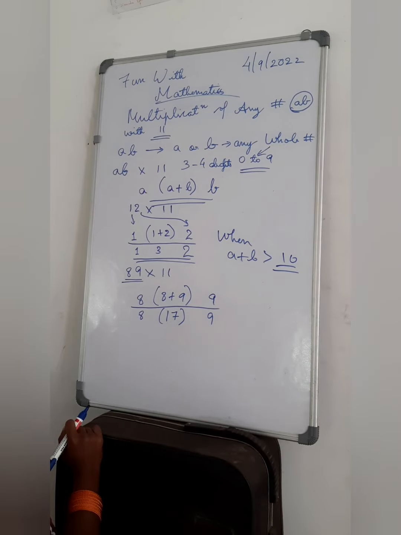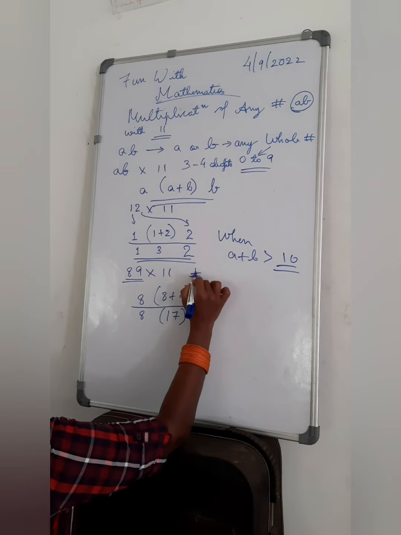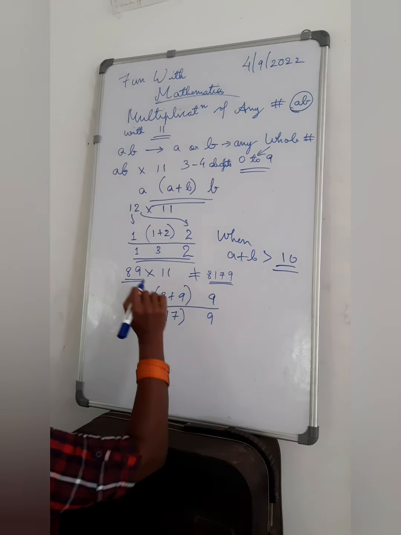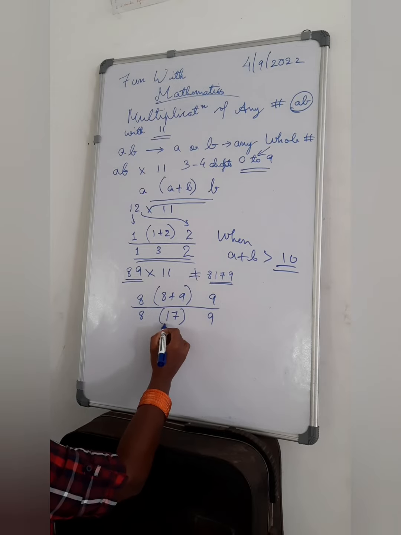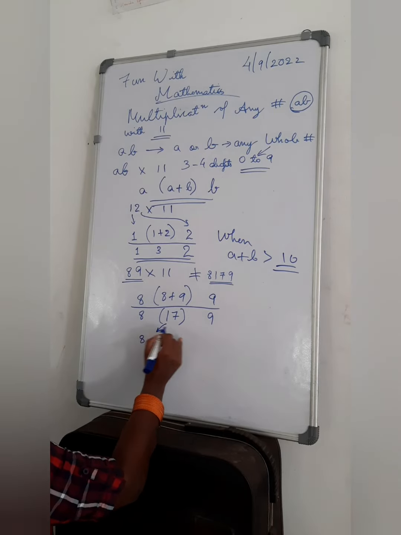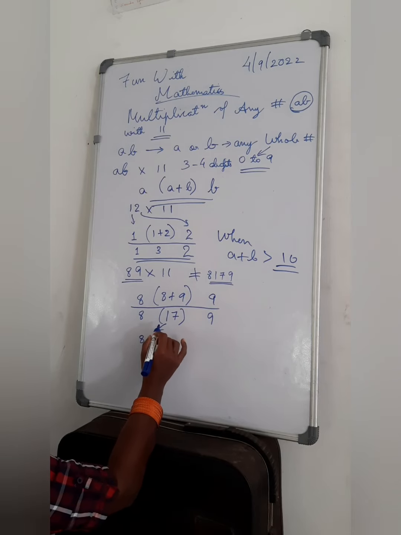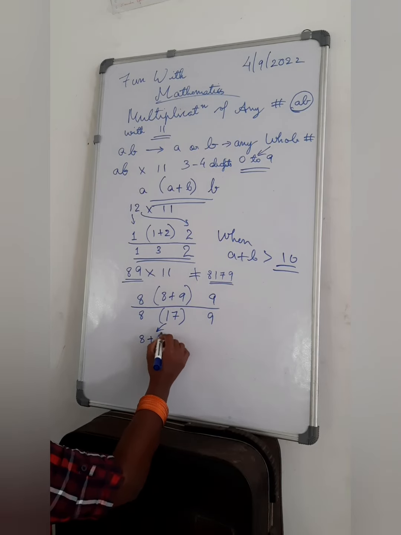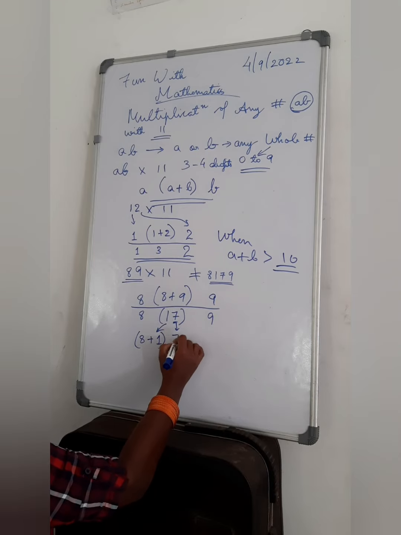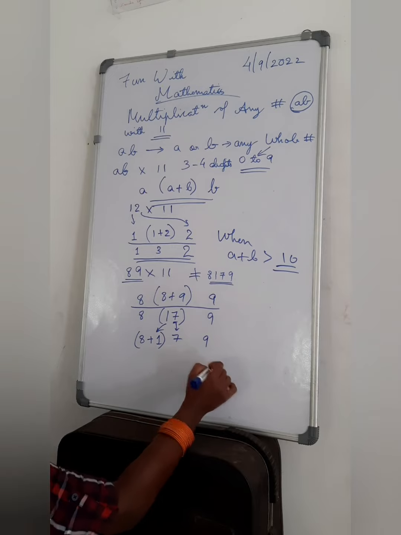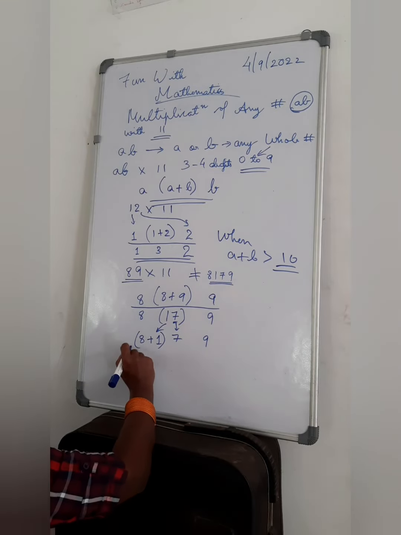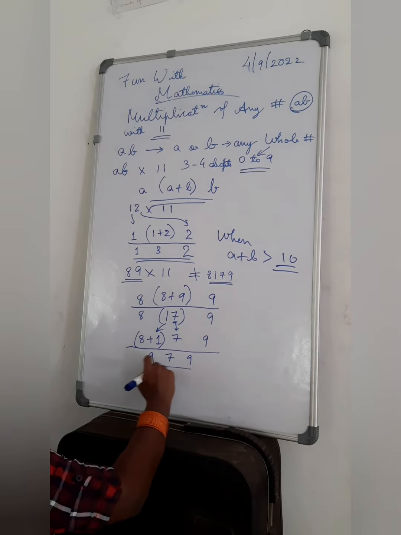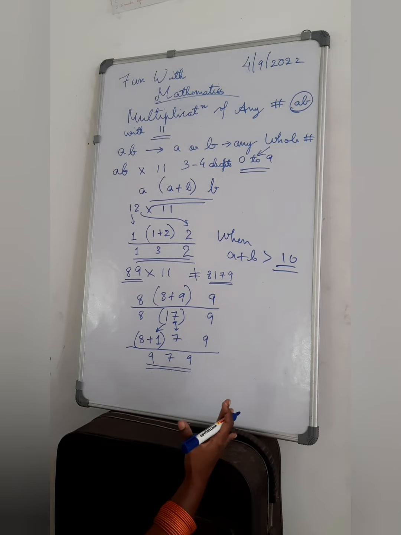So what do we do? Surely 89 into 11 is not equal to 8179. That's a huge number for the product of a two-digit number and 11. So what we do is we carry over the 1 to the hundreds place, just like when we do addition. That is, we do 8 plus 1, and we write the 7 as it is, and there is no change to the 9, just like in normal addition. And now what do we get? We get the number 979, which is the product of 89 and 11.